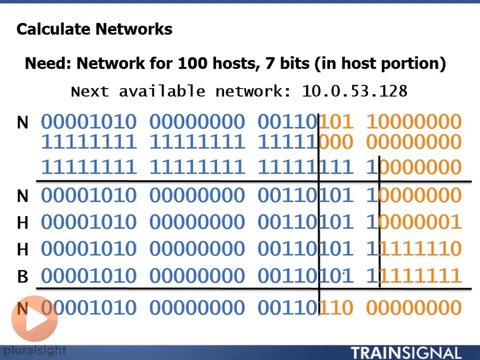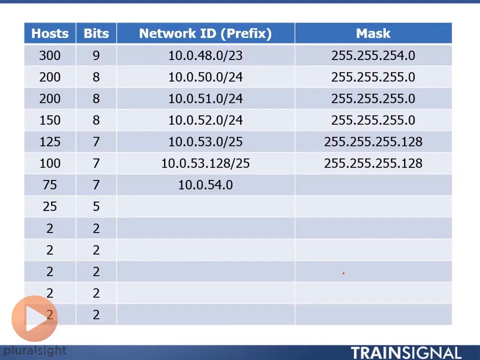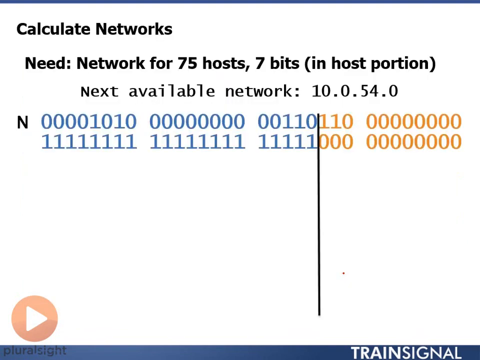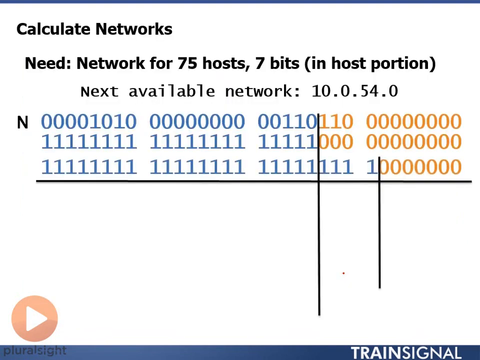Convert that to decimal. We get 10.0.54.0 as our next available network. We once again need 7 bits in the host portion to accommodate 75 hosts on that network. So we go through the exercise again here. Find our new mask. We need 7 bits in the host portion. So we make a slash 25 mask. That leaves 7 bits in our host portion.